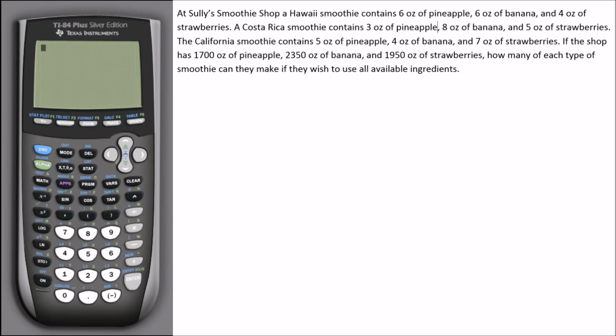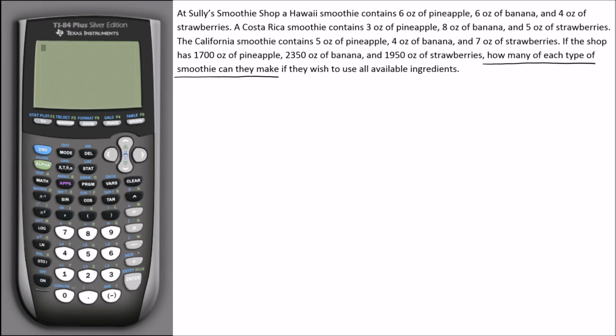Now, the first thing we want to do on any problem like this is to identify the variables. Remember that the variables are the things that we do not know. So generally, they're in the question part of the problem. And so we can see that here, how many of each type of smoothie can they make? And so that tells us what we don't know, how many of each type of smoothie. And so those will be our variables.